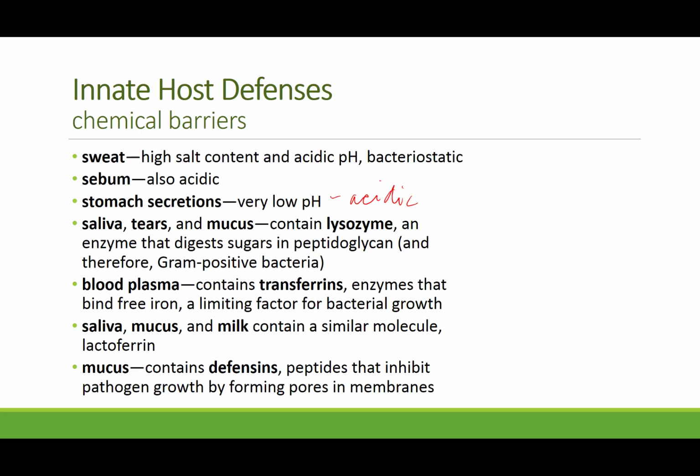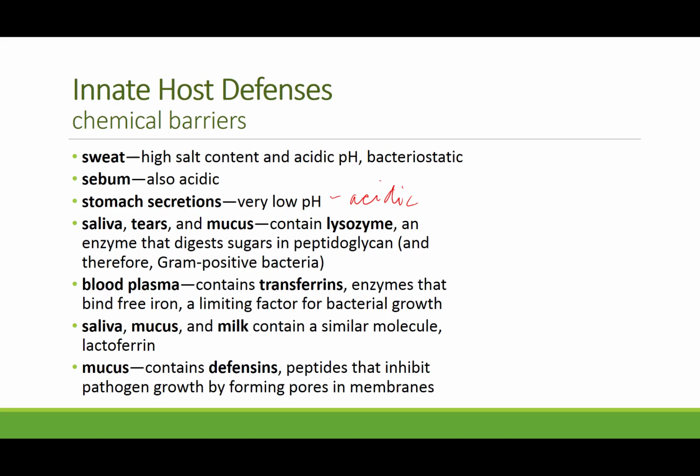Saliva, tears, and also mucus contain an enzyme called lysozyme. Lysozyme can digest sugars and peptidoglycan, and because of that, can also kill off gram-positive bacteria by destroying their capsule and rendering them subject to osmotic stress, so they might burst or they might dehydrate.